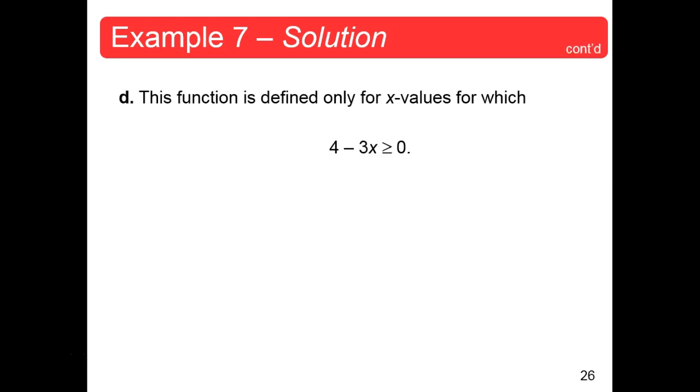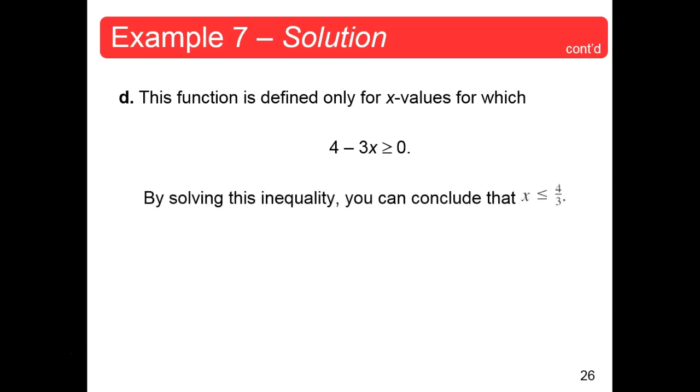And then that last one, the function is defined only for values for which the thing inside the radical is non-negative. It can be 0 or positive. So that says it right there, greater than or equal to 0. And then solve the inequality. They don't show you how to solve the inequality, but solving it, you get x less than or equal to 4/3. They wrote that one in a sentence.